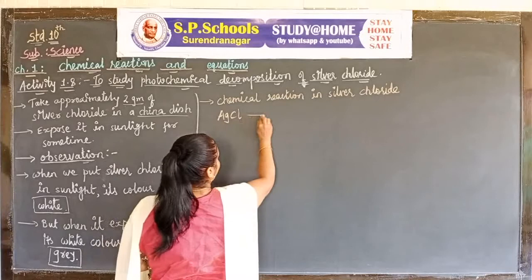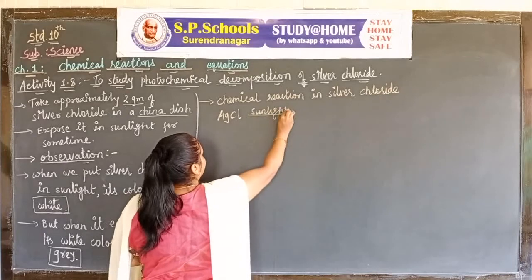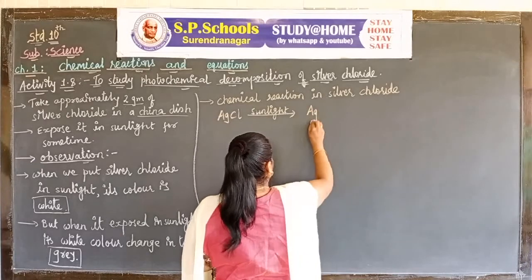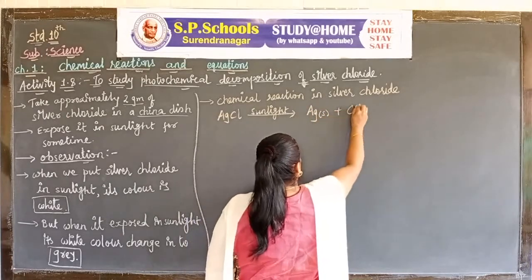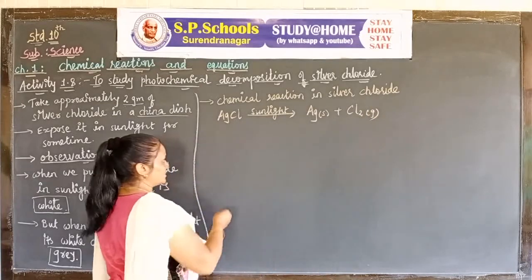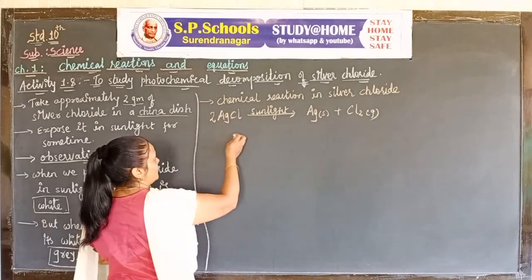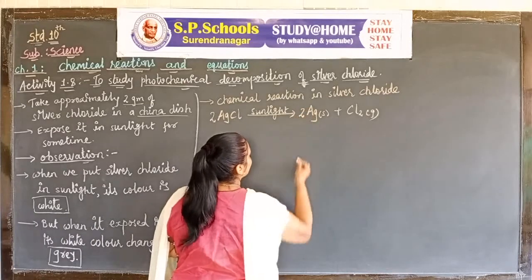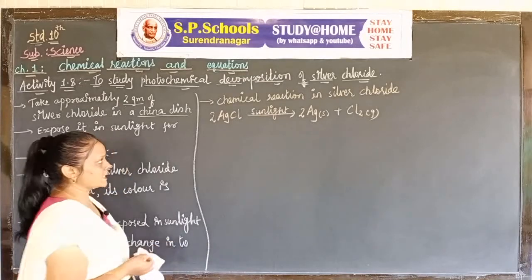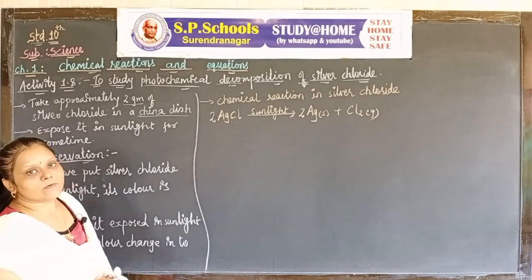AgCl, in the presence of sunlight, gives Ag and chlorine gas. To balance the equation, here Cl has 2 atoms, so we put 2. But then Ag is imbalanced, so we put 2 before Ag. This type of reaction shows a photochemical reaction with the example of silver chloride.